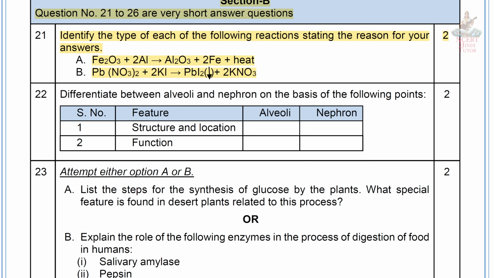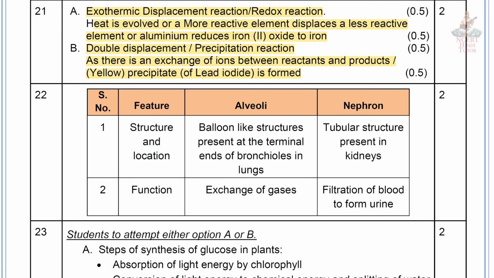Question 22. Differentiate between alveoli and nephron on the basis of the following points. First, structure and location. Second, function. Answer. Structure and location. Alveoli, balloon-like structures present at the terminal ends of the bronchioles in lungs. Nephron, tubular structure present in kidneys. Function, alveoli, exchange of gases. Nephron, filtration of blood to form urine.